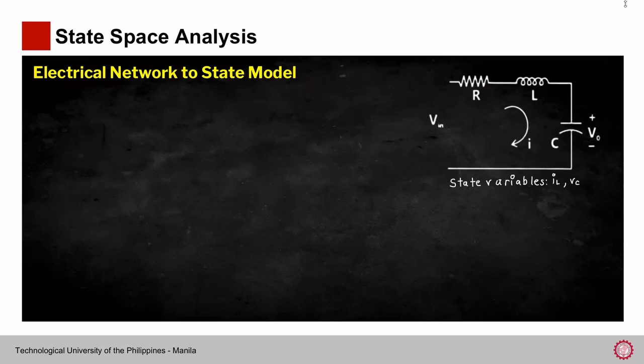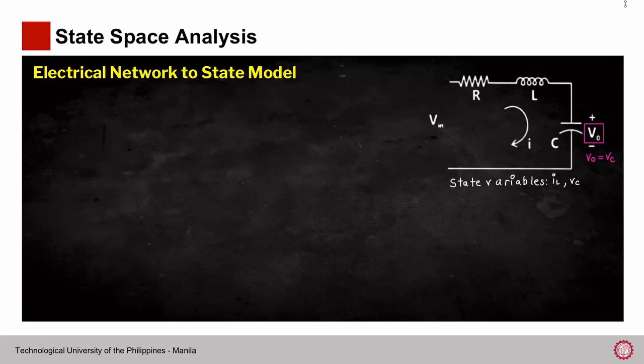Later, in our problem, we'll have two inductors, so that will be IL1 and IL2. But in this case, the state variables are IL and VC, since there is only one of each. As you can see here, it's indicated in the problem that the output voltage is the voltage across the capacitor. Remember that, because later on, that is one part of what we're going to use to form the equation.